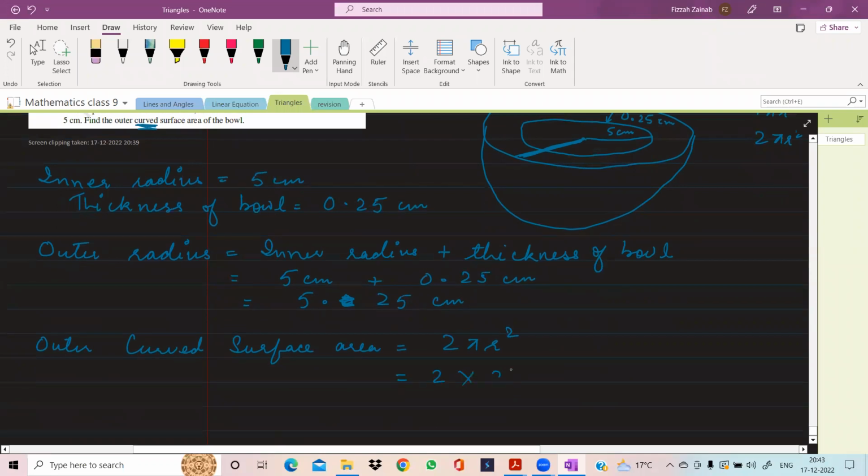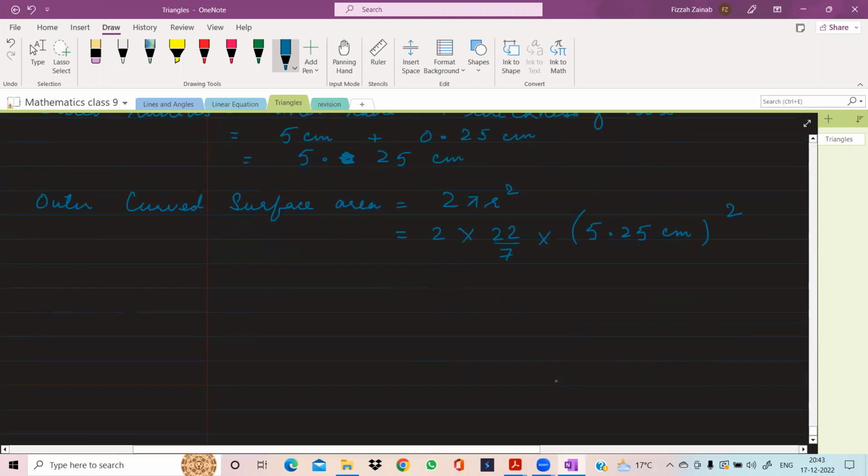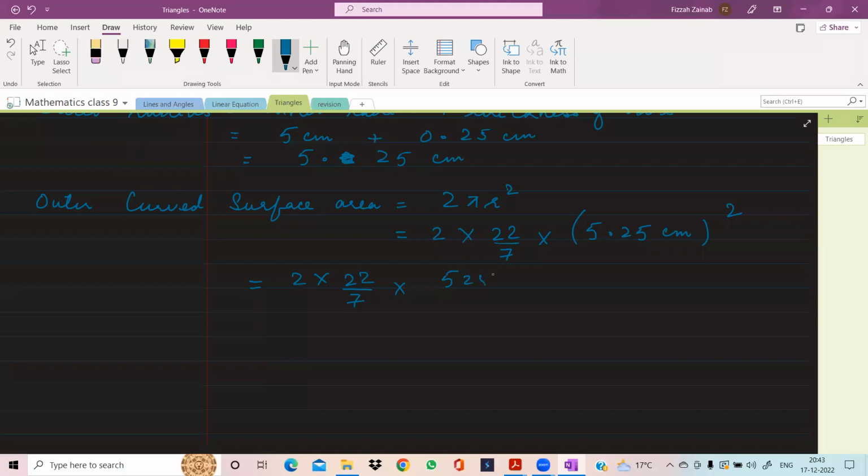2 into 22 divided by 7 into radius 5.25 centimeter whole square. Clear? Okay, so this you can solve. So this becomes 2 into 22 divided by 7 into, if I remove the decimal, 525 divided by 100 into 525 divided by 100 centimeter square.